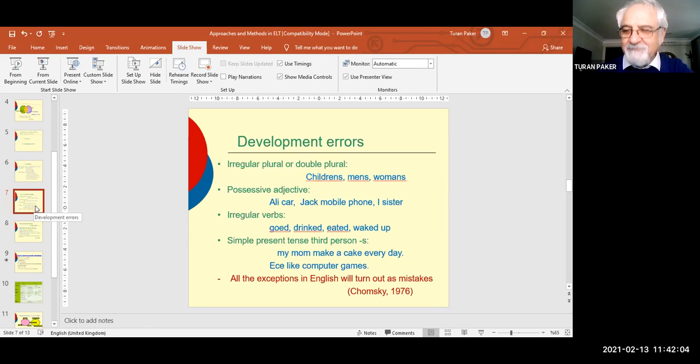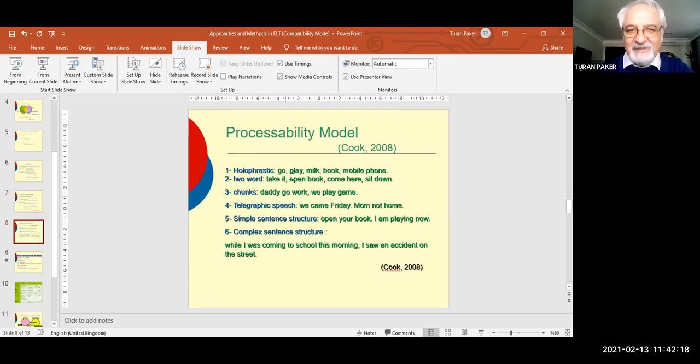They may memorize them. I have some Hafiz students in my classroom. They memorize everything. But the problem is they cannot use it appropriately. Why? Because they haven't used it with a certain frequency. So we come across the processability model by Cook.